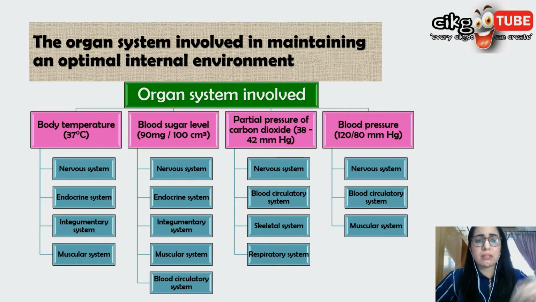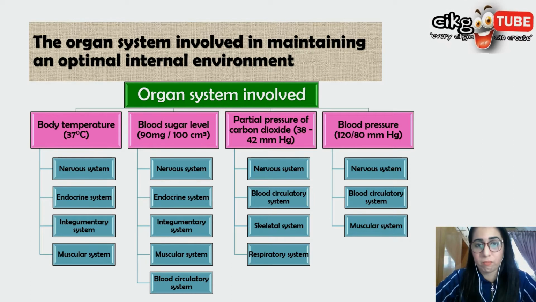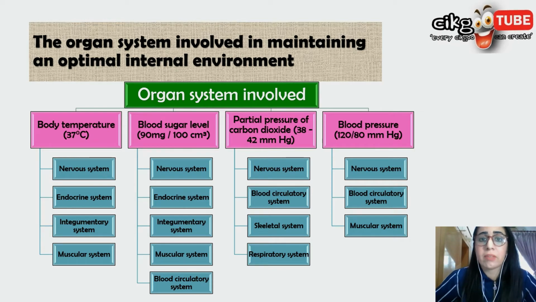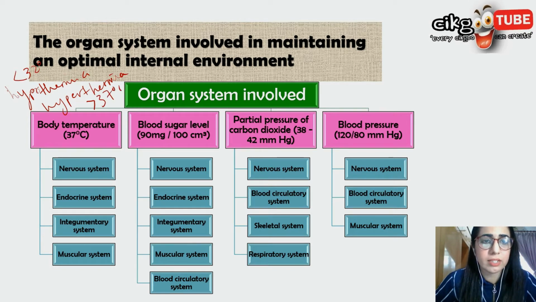All this is necessary for us to maintain and regulate body temperature. If body temperature drops too low, below 32 degrees Celsius, the individual risks death due to hypothermia. If body temperature is too high, more than 37 degrees Celsius, the individual risks death due to hyperthermia. So for body temperature, we have hypothermia if less than 32, and hyperthermia if more than 37 degrees Celsius.